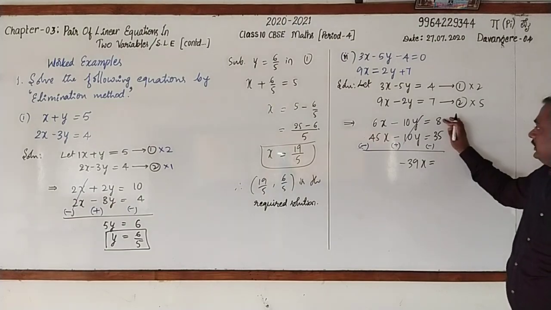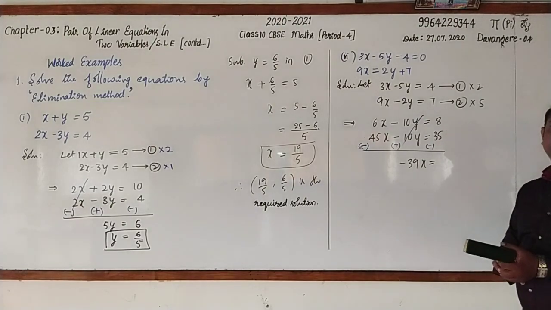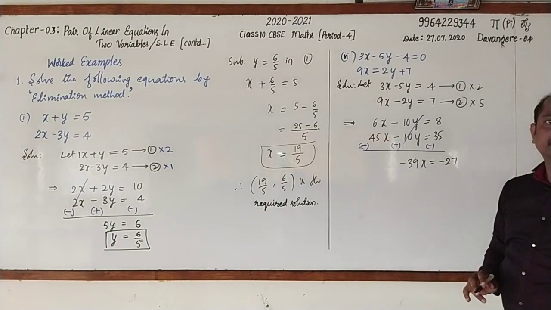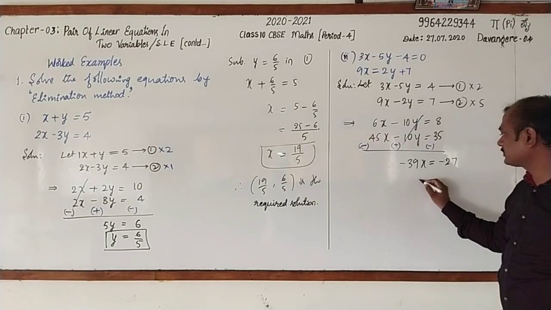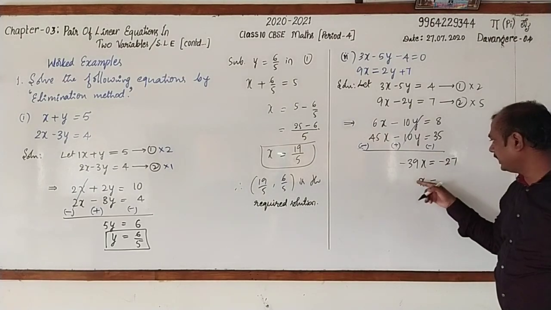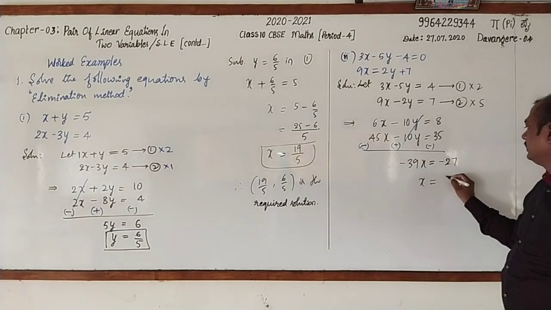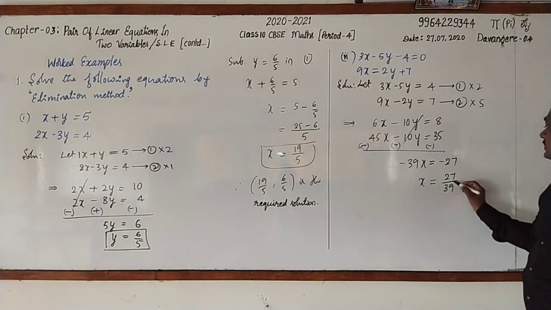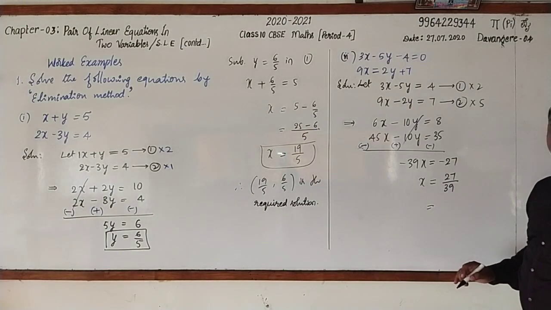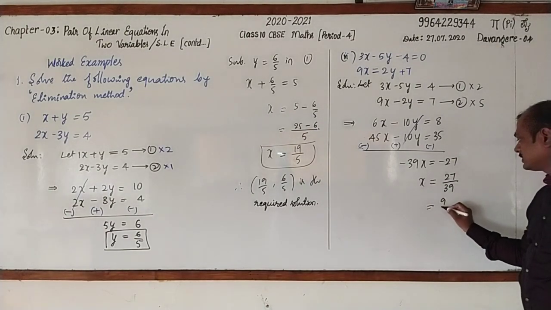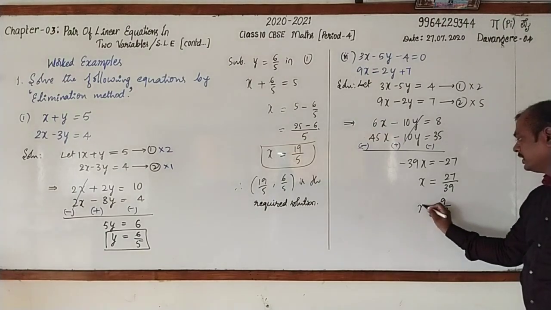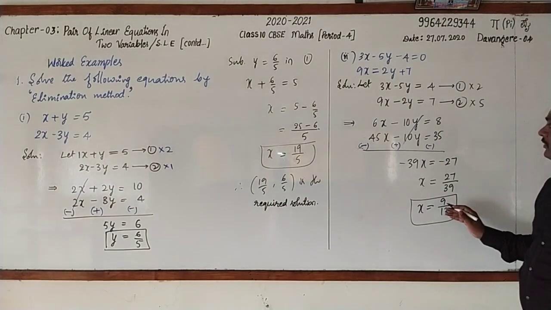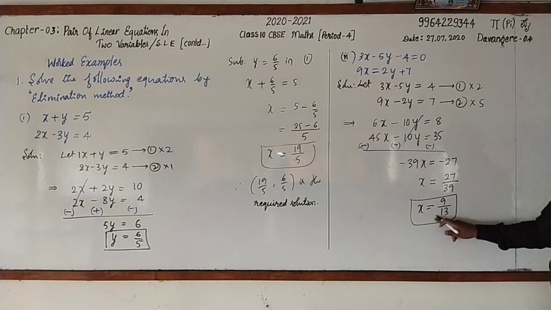Hope that you have understood. Next, this is equal to 8 minus 35. 8 minus 35 is minus 27. Is it not? Now let us go for finding the value of x. Minus minus get cancelled. Here 27 by 39. Next, both can be cancelled by 3. 3 9s are 27, 3 13s are 39. x equal to 9 by 13. Clear? Yes.